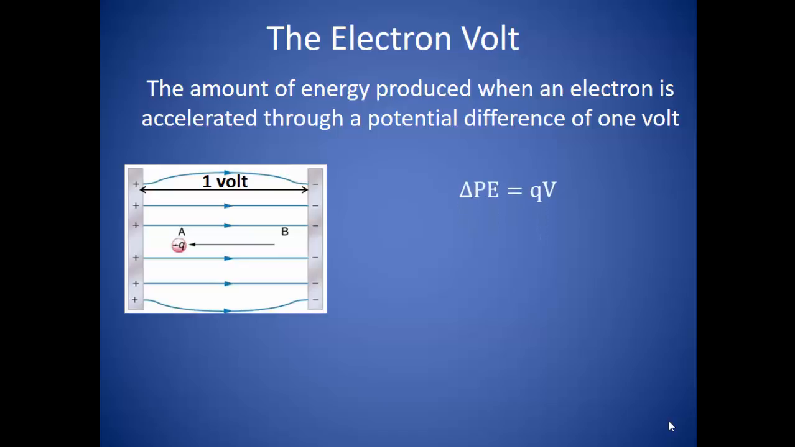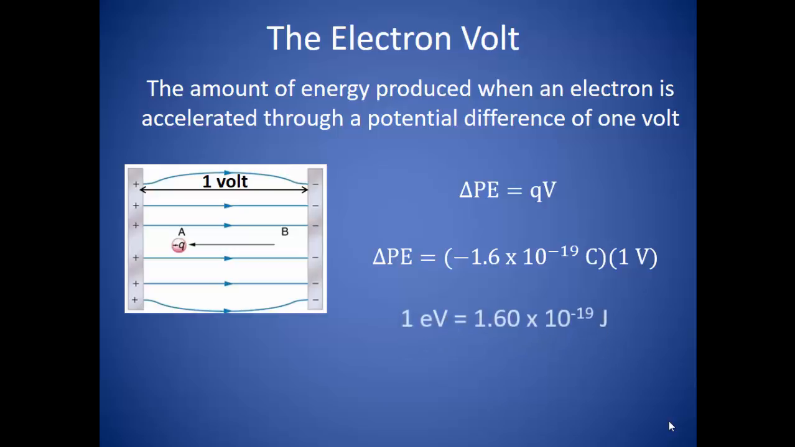Remember, we find the change in potential energy by taking the charge times the potential difference. Since we are dealing with an electron, we know that the charge is 1.6 times 10 to the negative 19th coulombs. We also know that the voltage difference is 1 volt because that's how we've defined it. Using those values, we can see that the change in potential energy of an electron moving through 1 volt of potential difference is 1.6 times 10 to the negative 19th joules.